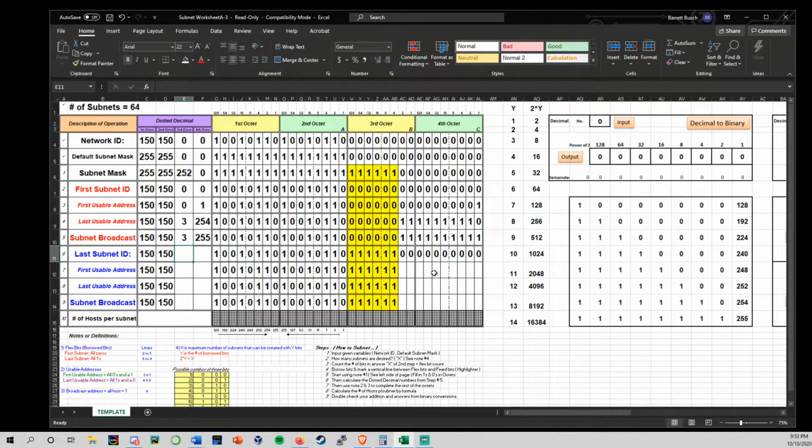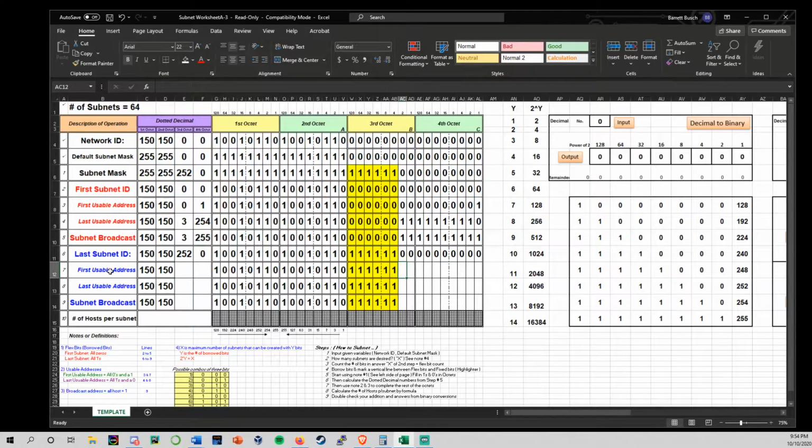And we just had to do the same for the last subnet ID. So we know this one. We have mostly all 1s turned on except for 2 and 1. So that's 3. So that's going to be 252. And then the fourth octet is all zeros.